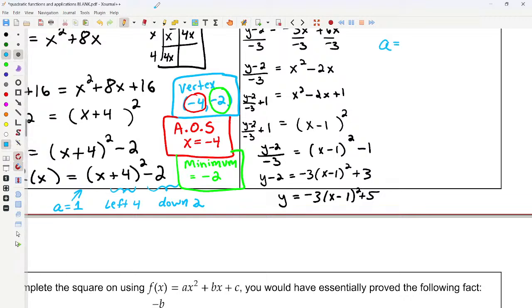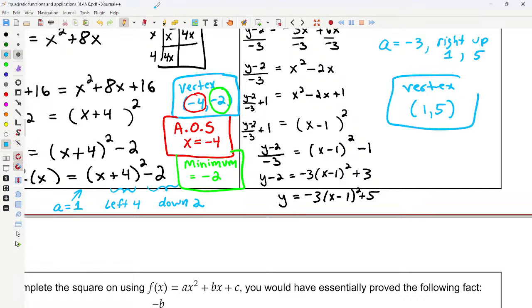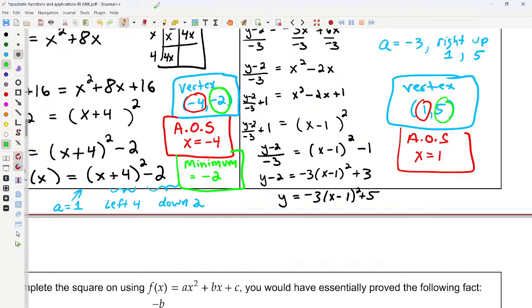So I'll just kind of say this over here. A is -3. We're going to the right 1, up 5. Therefore, our vertex is (1, 5). Our axis of symmetry is x equals 1. And our maximum is 5.